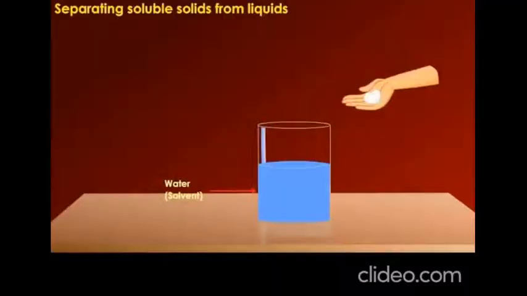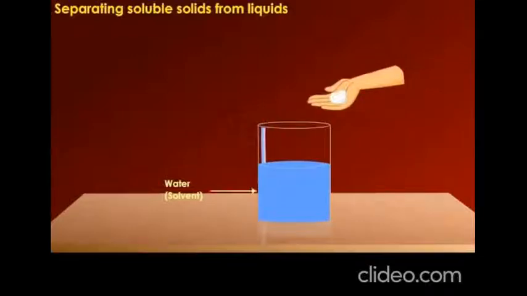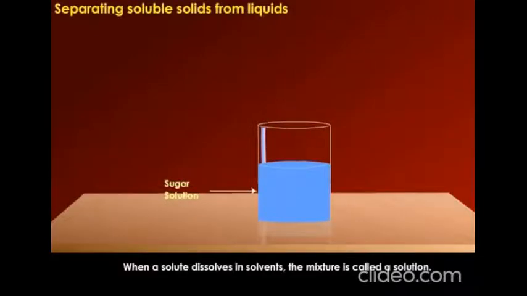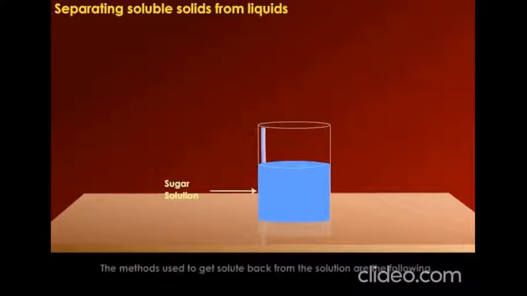The second method we are going to learn is separating soluble solids from liquid. Soluble solids can be salt or sugar. Let's say we dissolve some salt in the water and the mixture we prepared is a solution, but we did it accidentally, and now we want to get back the solute from the solution. In such circumstances, we use evaporation.